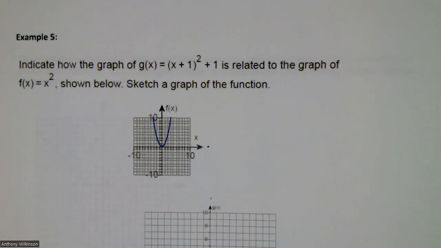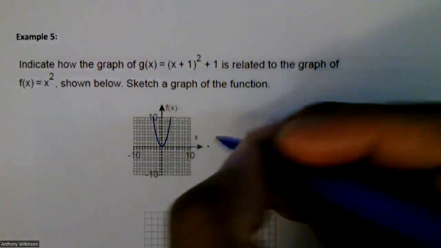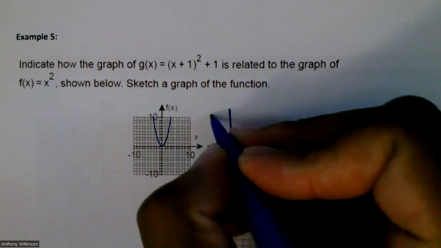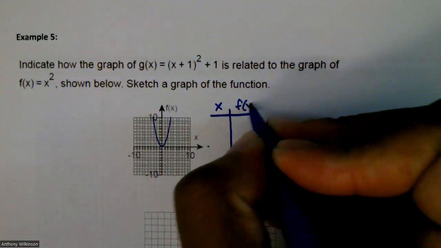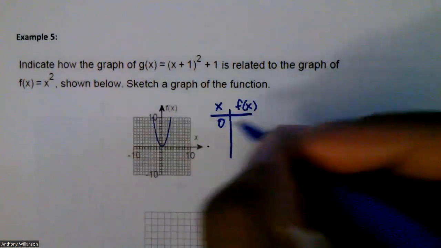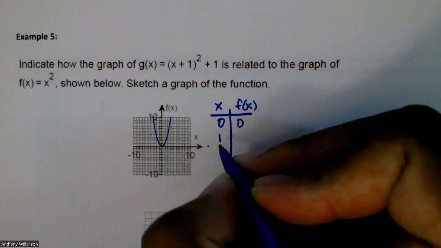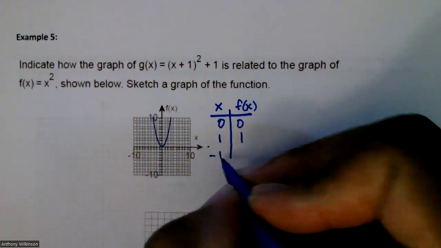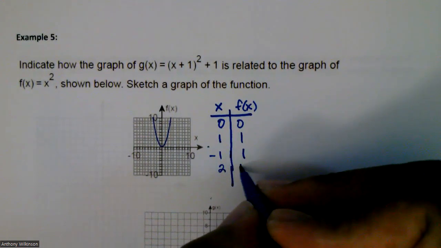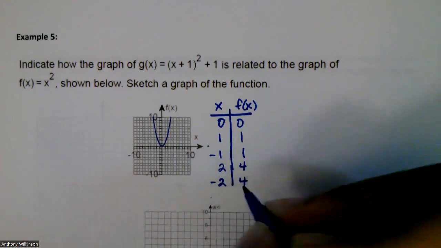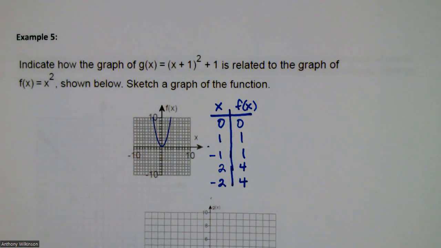Okay. And pretty much if you wanted to, you can use ordered pairs for this one. Like for x equals 0, 0 squared will be 0. If x is 1, 1 squared will be 1. Negative 1, x squared will be positive 1. For 2, 2 squared would be 4. And for negative 2, you square that would be 4. Okay? So I have some ordered pairs to work with.